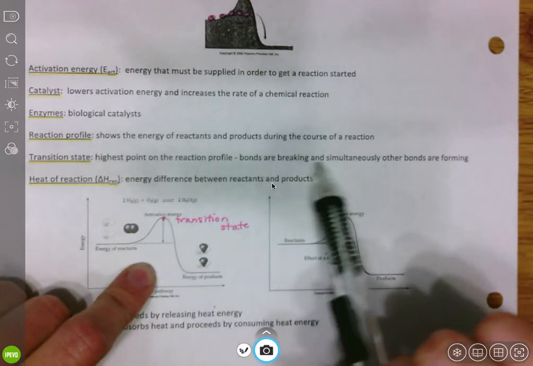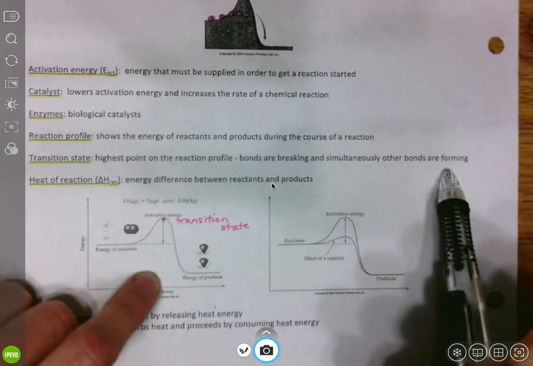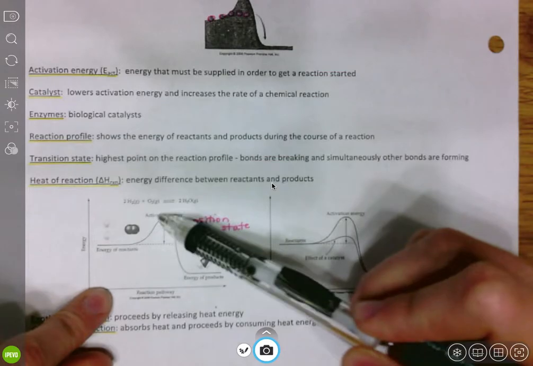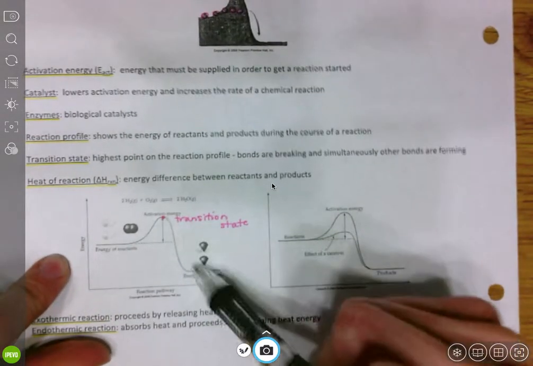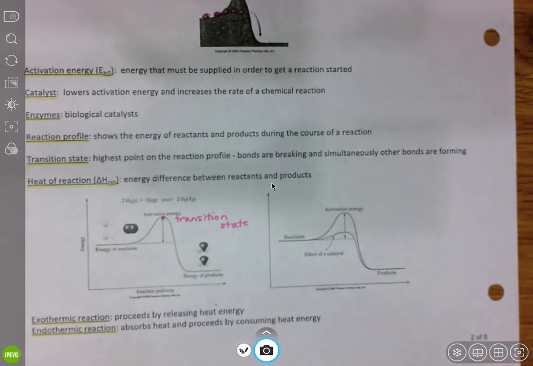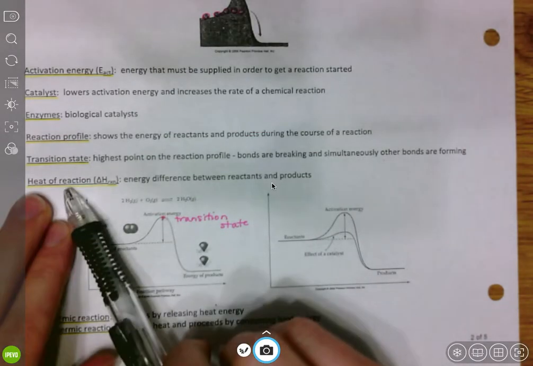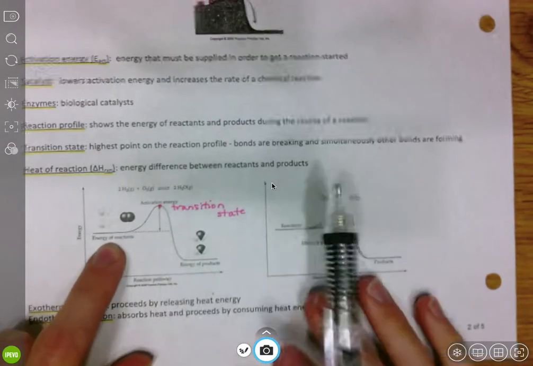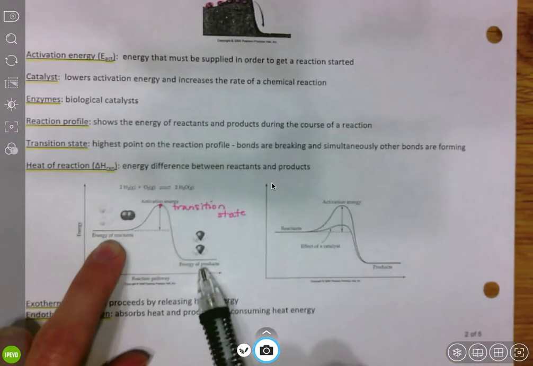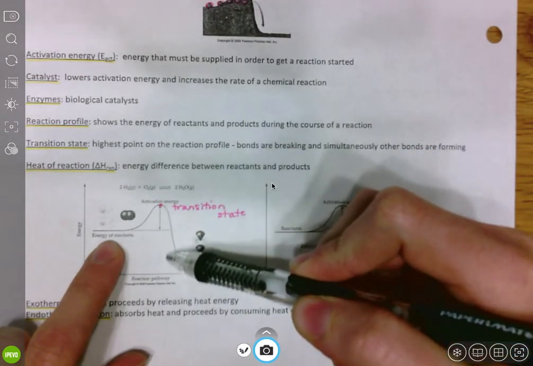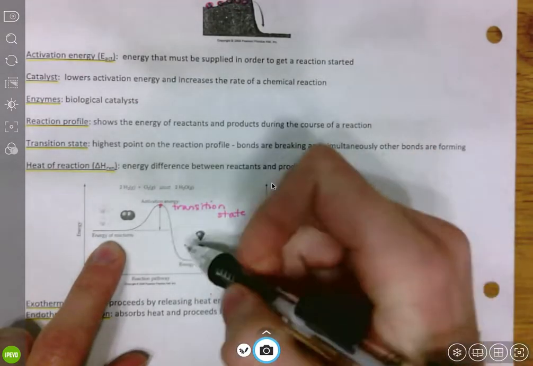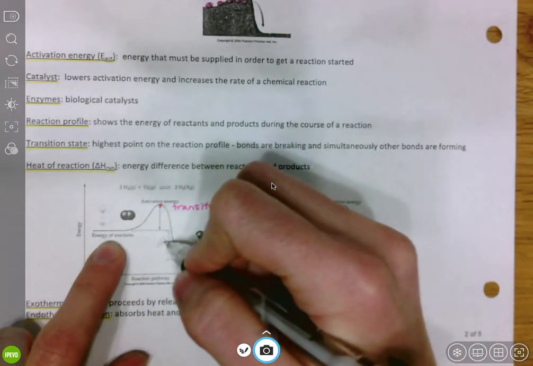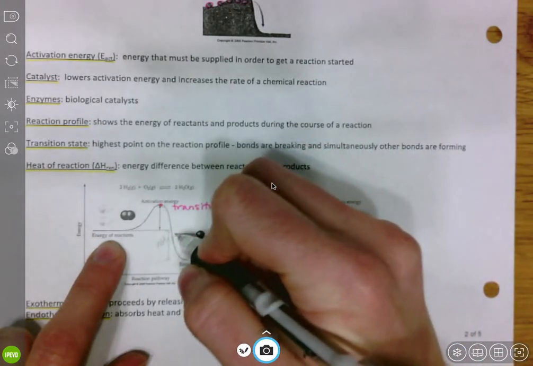At this point, bonds are breaking and simultaneously other bonds are forming. Bonds are breaking and forming at the same time in this transition state, as we go from reactants to products. The heat of the reaction is the energy difference between reactants and products. Our energy of reactants is here, the energy of products is here, so our heat of reaction is this difference right here. That is our heat of reaction, delta H reaction.